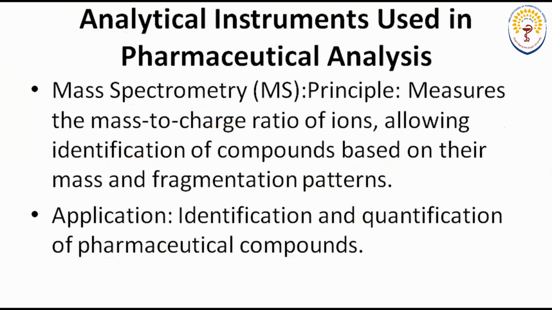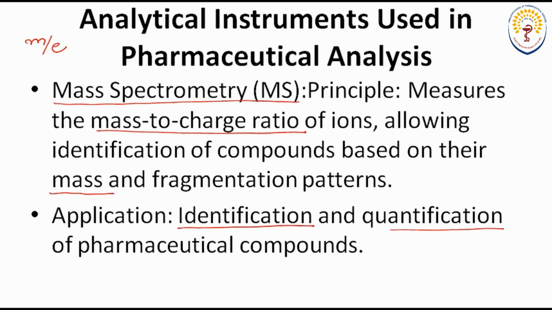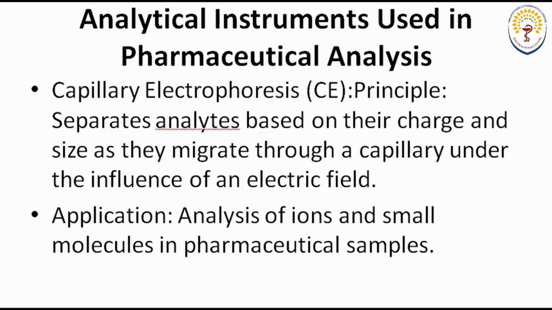Now mass spectrometry, as I have already told, is a very important technique. It is measuring the mass to charge ratio, that is the m/z ratio, and with the help of mass spectroscopy, we are confirming the molecular mass of the compound. We are confirming the molecular weight of the compound. So obviously it is used to identify, and it is also used as a quantification technique for pharmaceutical compounds. So how are we identifying a compound from mass spectrometry? By determining the molecular weight of the compound.